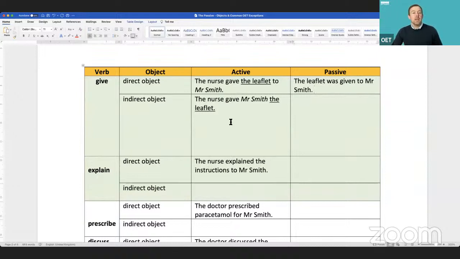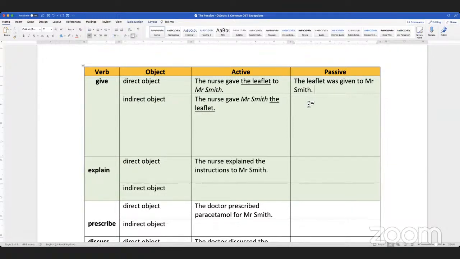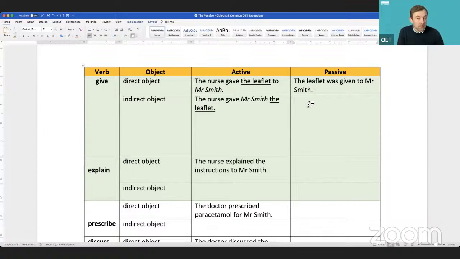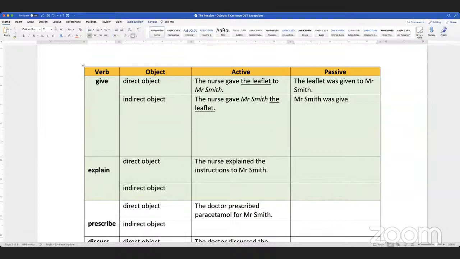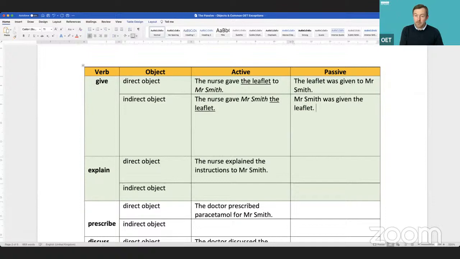Okay. But what if I wanted to use the passive with the indirect object? I would start with the indirect object. Mr. Smith was given the leaflet. Okay, now all of these are fine. Give is a special verb in English.